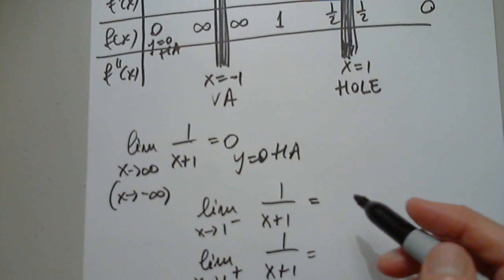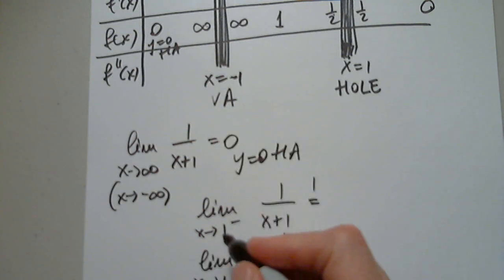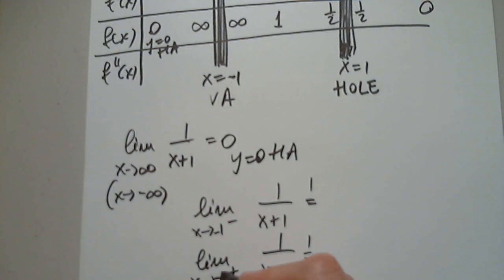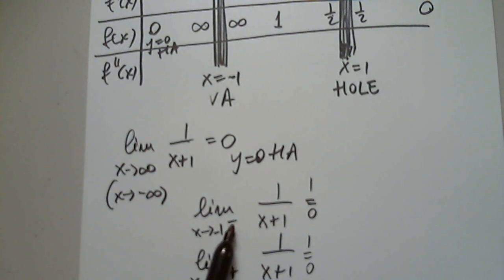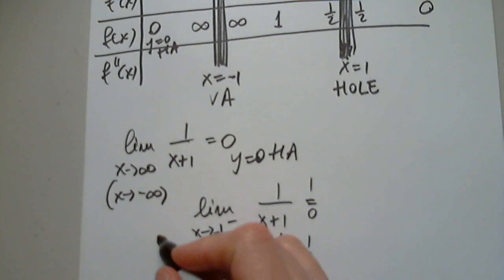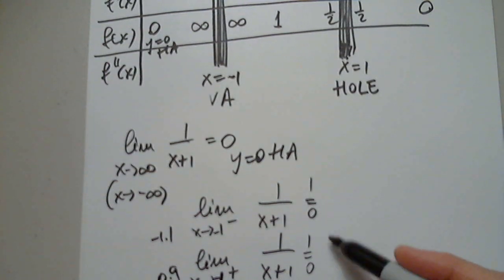Can anyone tell us? So the numerator goes to 1. What is the sign of the denominator? I'm sorry, this is negative 1. Sorry. So of course the denominator goes to 0 from both sides. But for negative 1 from the left, can anyone give us the sign with negative 1.1 and with negative 0.9? From the left with negative 1.1, from the right with negative 0.9. What is the sign and what should I write?